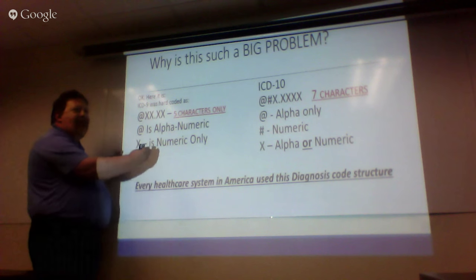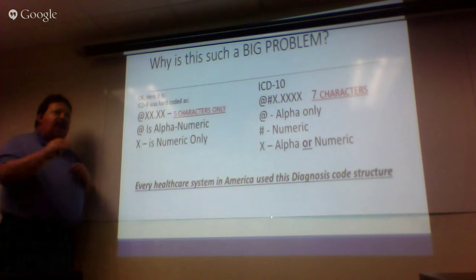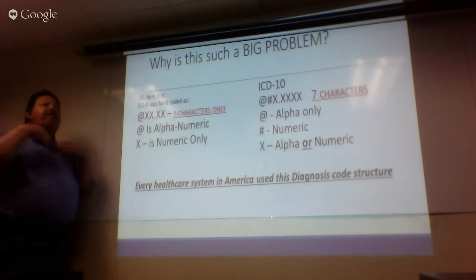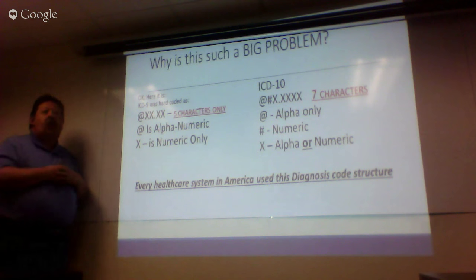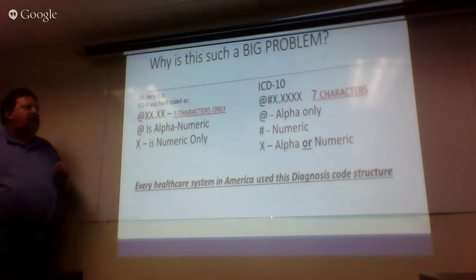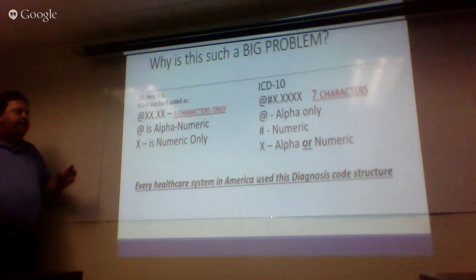Now, that's the problem, because every system written in COBOL had this 5-digit space hard-coded in, and there was no reasonable way to repair that, to restructure that code. So at the cost of billions, probably trillions of dollars, we replaced it with ICD-10, 7 characters, alphanumeric, and then alpha or numeric characters.